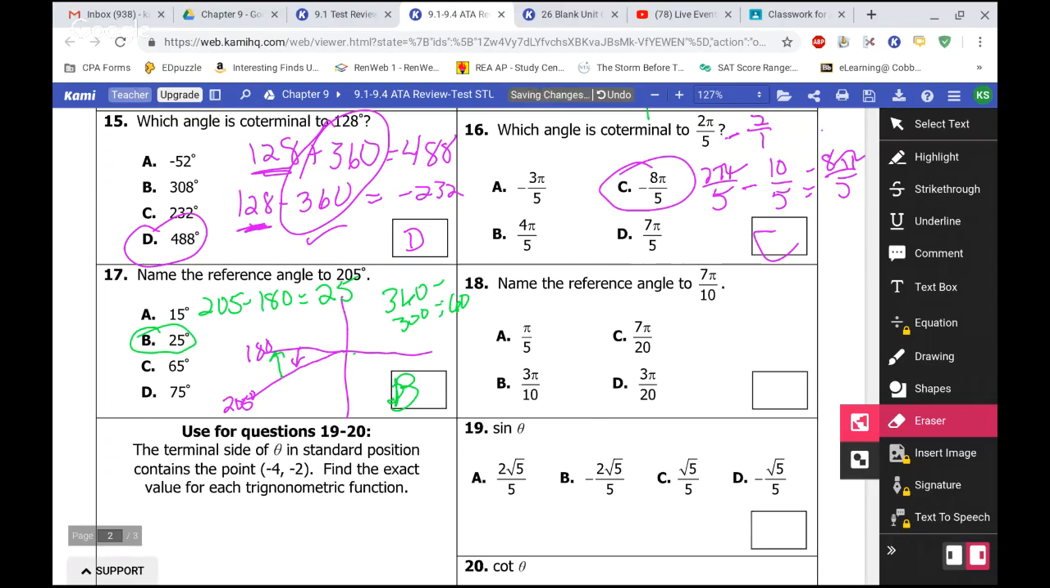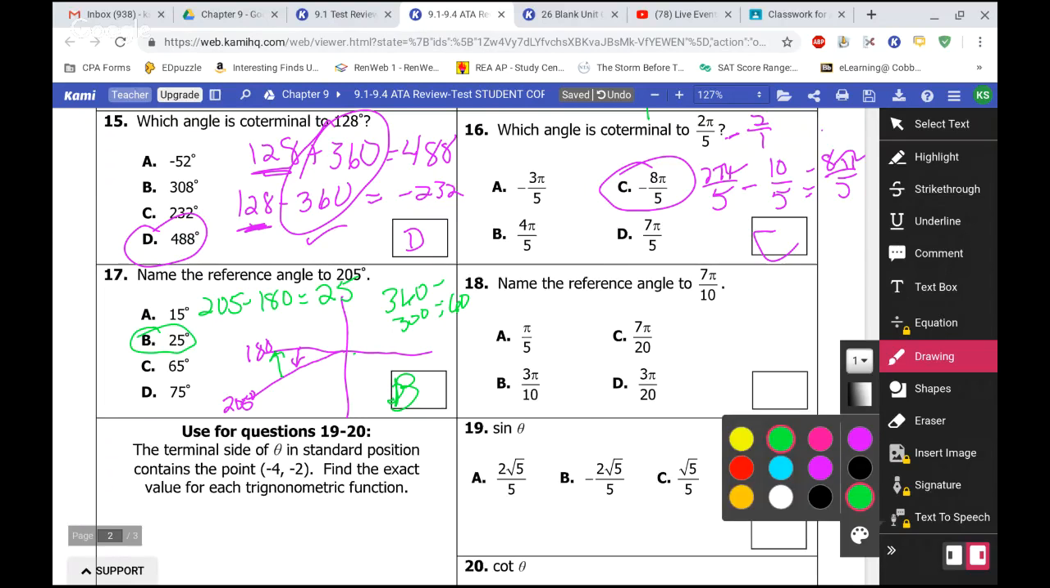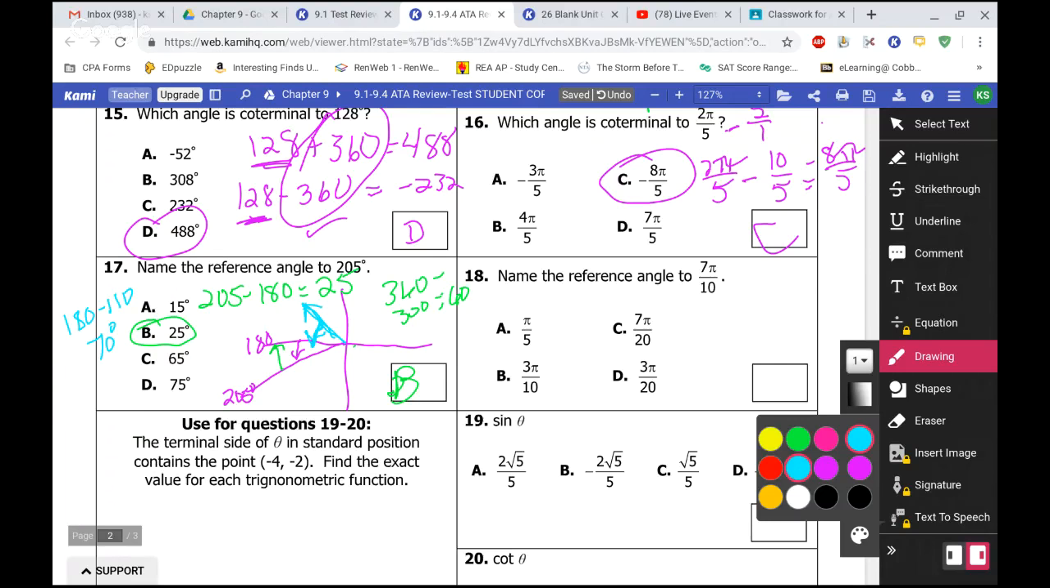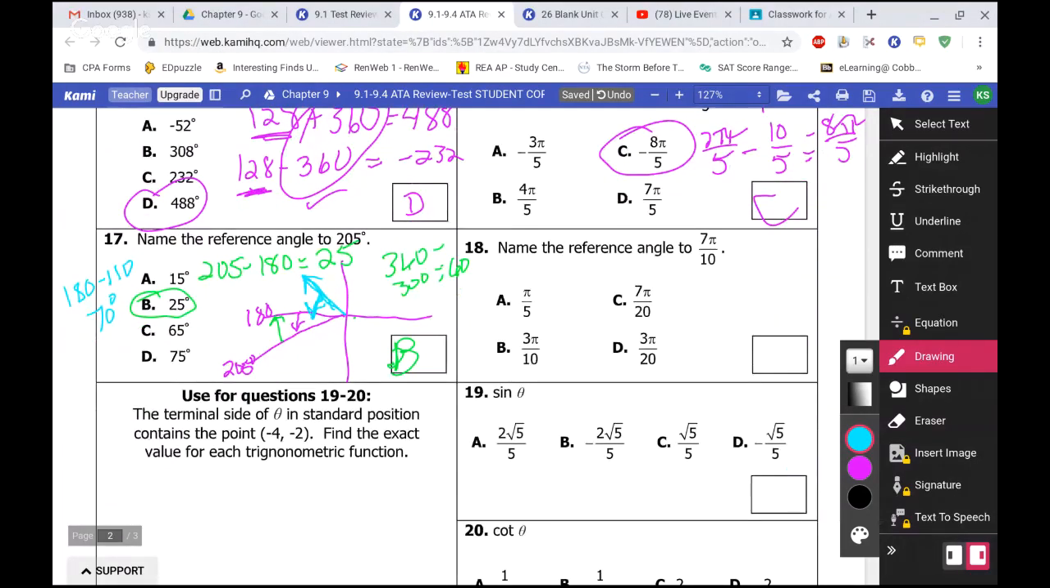Okay. And then if your angle's up here somewhere, I would still use 180, but this would be the reference. So let's say it's 110. 180 minus 110, the reference angle would be 70. The shortest positive distance to the x-axis. Got it. Acute, positive. Okay, all right, the reference angle.